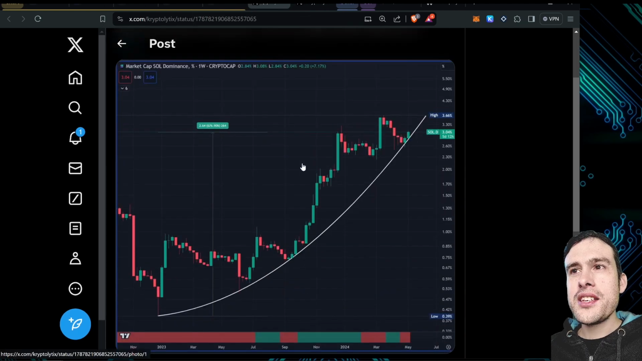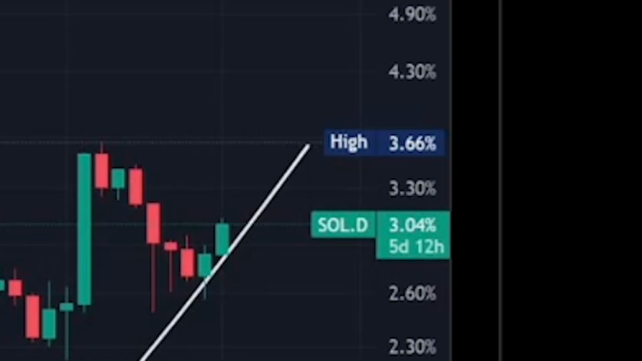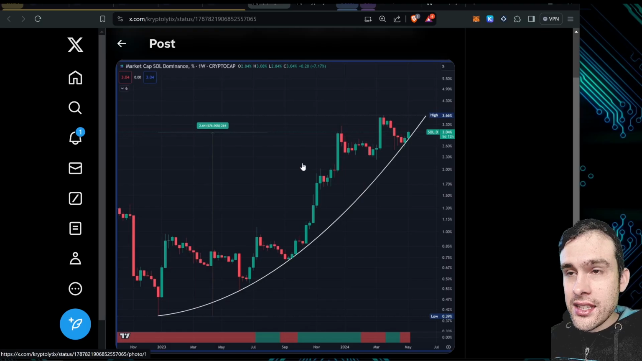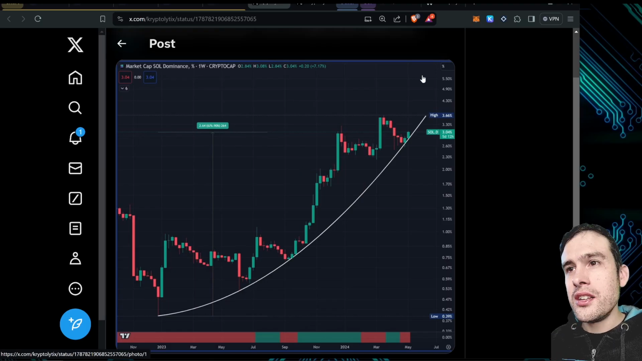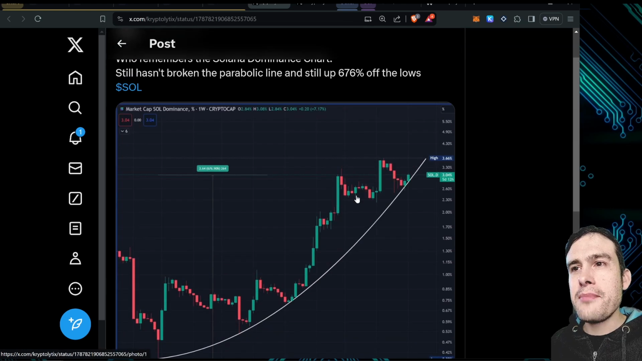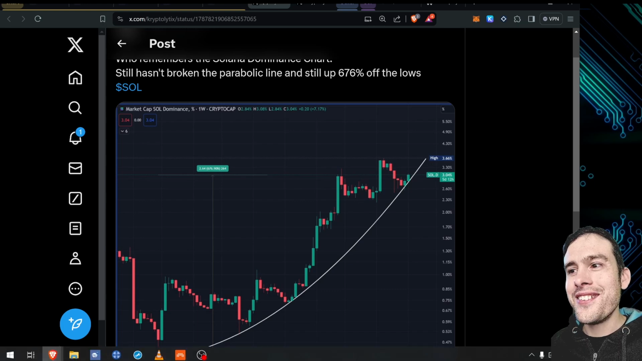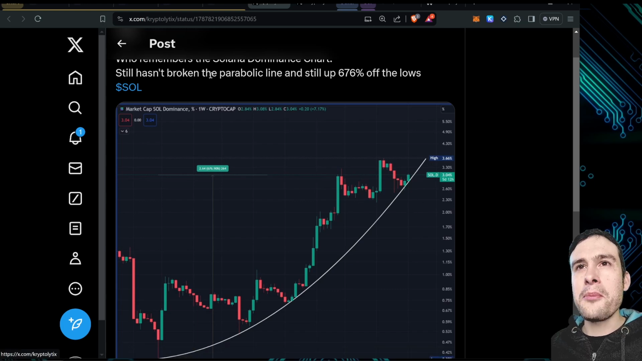And the other thing is the Solana dominance chart, which is the percentage Solana's market cap takes up in the overall total crypto market cap. So that's how much money is in crypto. This is a dominance chart showing how much of that money is in Solana. And its all-time high was 3.66%. Actually, this was in March when we had that big peak. And it's holding a parabolic line. So look at that. It's looking pretty nice. This is actually on the 7th of May though. So this is quite a while ago now, but it's still holding the parabolic line.